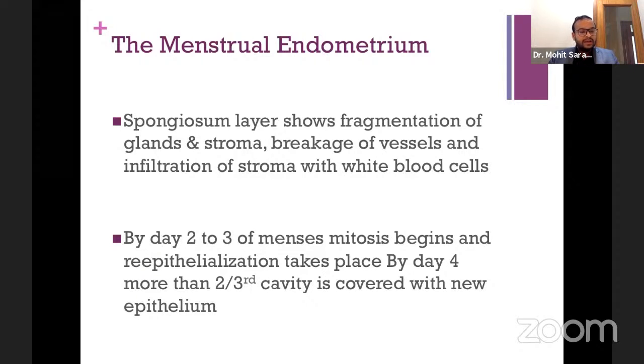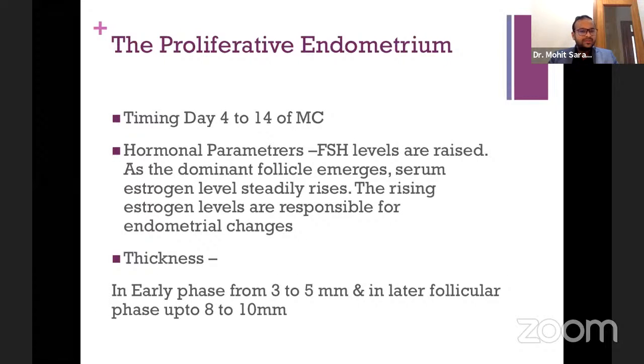However, even before the degeneration and shedding is complete, around day 2 or day 3 of the menses, a lot of mitotic activity begins in the epithelial layer of the shed endometrium. This is at the level of the broken glands, and this epithelialization spreads horizontally and rapidly covers the endometrial cavity. Even by day 4, more than 2/3 of the endometrial cavity is covered with new epithelium. By day 5, almost the entire cavity is covered with the new endometrium. Once the menstrual phase is complete, this goes on to the proliferative endometrial phase, which is from day 4 to day 14 of the menstrual cycle.